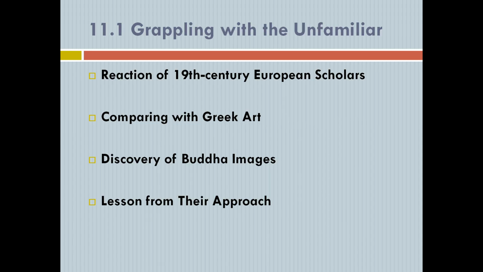Moving on to 11.1, grappling with the unfamiliar. What do you mean by the word grappling? It is trying hard to understand or deal with something which is very difficult or confusing. Reaction of 19th century European scholars: when they first saw Indian sculptures, they found them confusing or shocking, especially figures with many arms or heads and human-animal combinations. They called them grotesque, that is, strange or ugly in appearance.